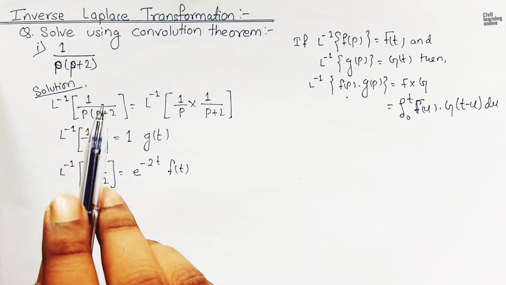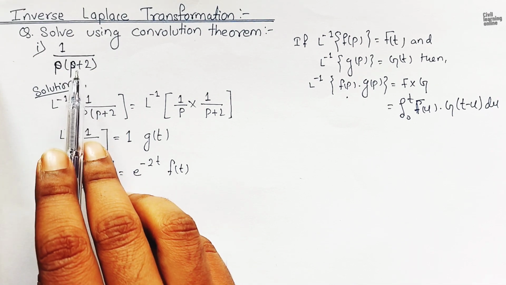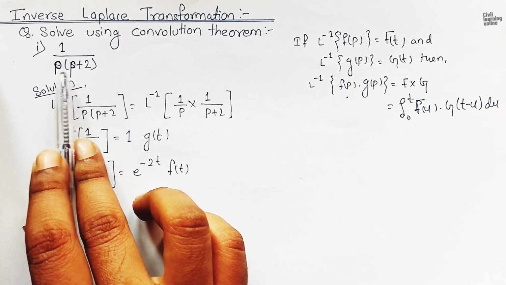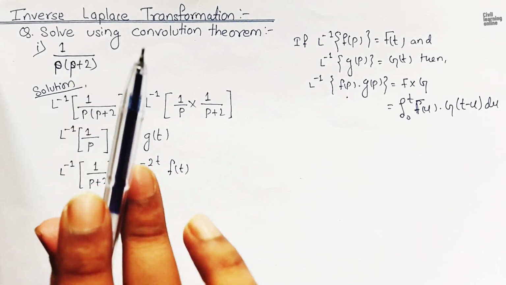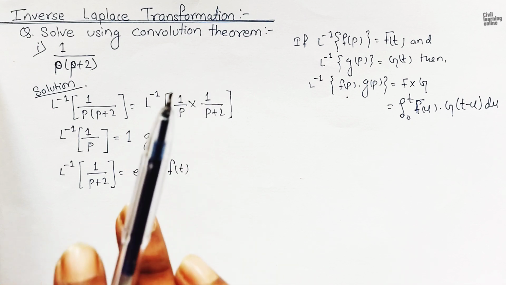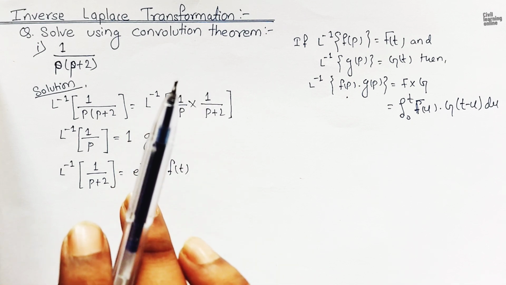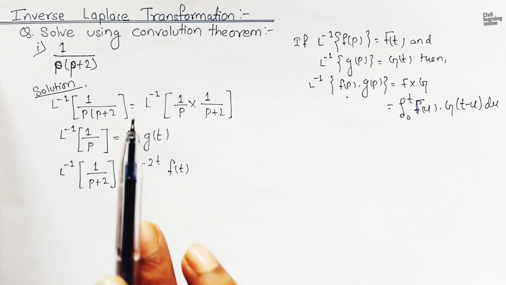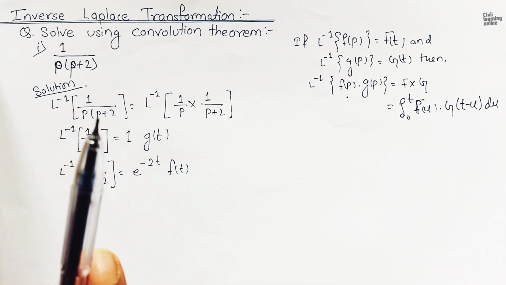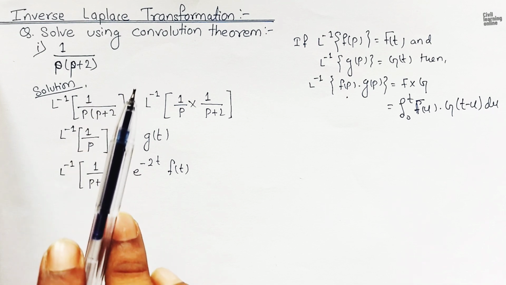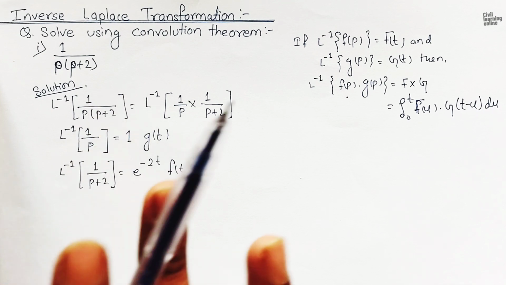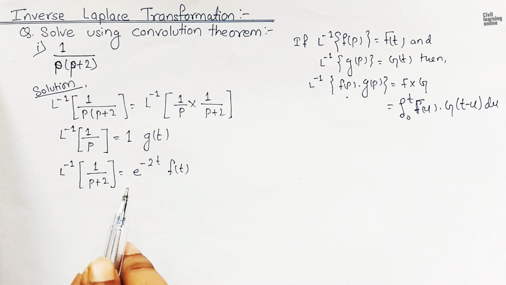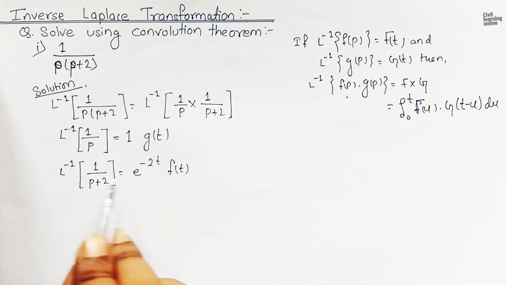One thing more, guys: you can also solve this type of numerical by applying the concept of partial fractions. These two are linear factors, and that method is a bit lengthy. Use the convolution theorem when you are asked to, and when you feel the question is going to be a bit lengthy. Try using the convolution theorem when it is asked, otherwise solve using the partial fraction method. So now we have the inverse Laplace transformation of these two things.